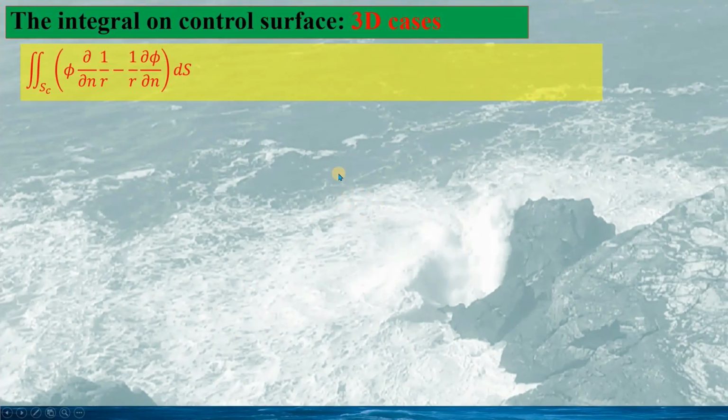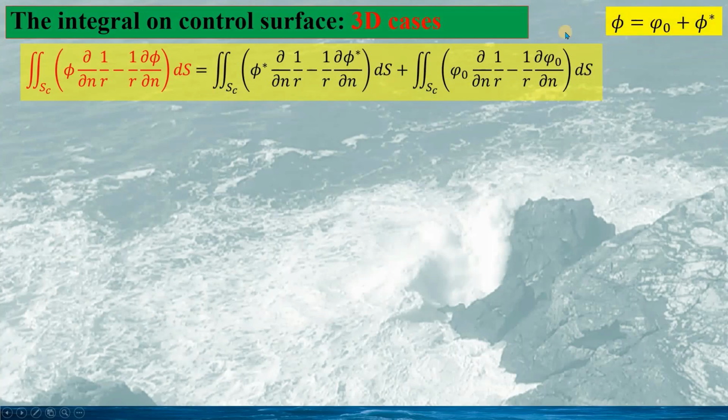Now in this slide, we will see how we can transform the integral of this on SC to the value on SB, using the superposition method. The potential function phi can be decomposed as phi 0, the potential function for the uniform flow, and phi star, the potential flow due to the distribution of the source on the structure. Thus, we can separate this integral into the integral on the potential phi star, and the integral on the potential phi 0.